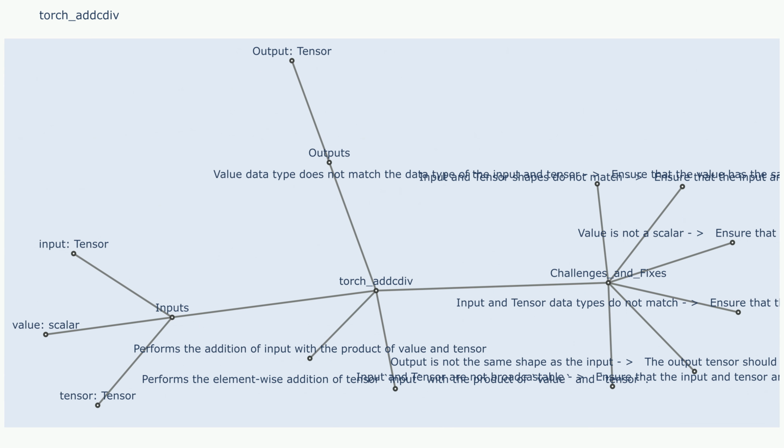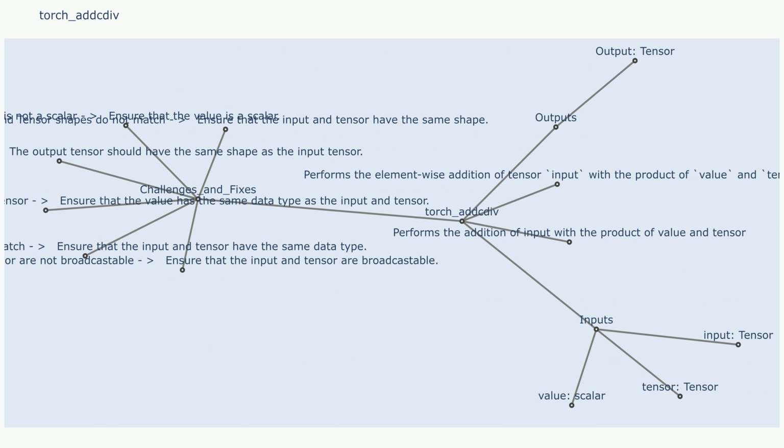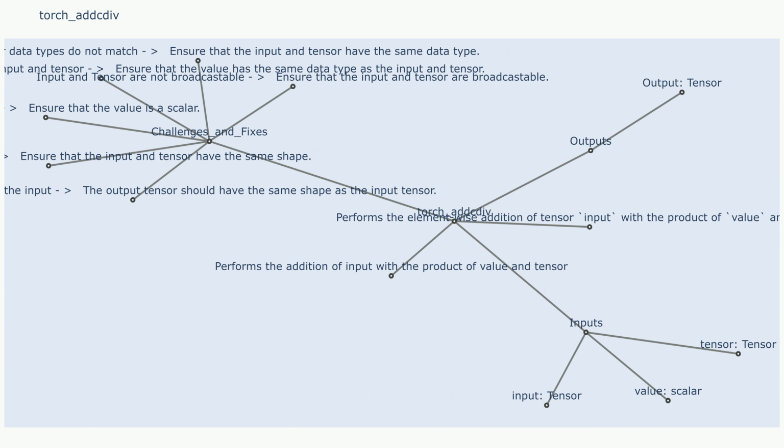Challenge 3: division by 0 is encountered. Sample use case that resulted in challenge 3: the third input tensor contains 0 values, leading to division by 0. Fixes to challenge 3: handle division by 0 by either avoiding it in the input tensors or by using a conditional statement to check for 0 values and replace them with a very small value before performing the division.